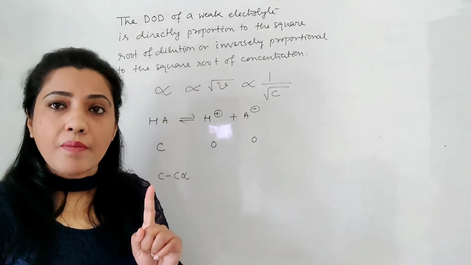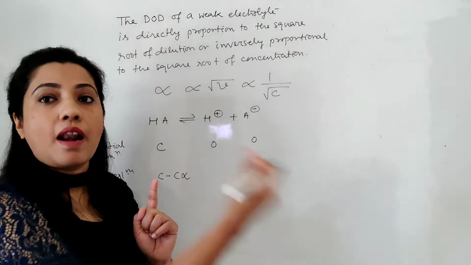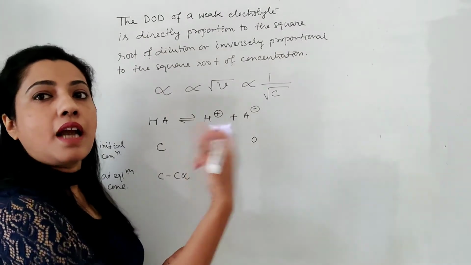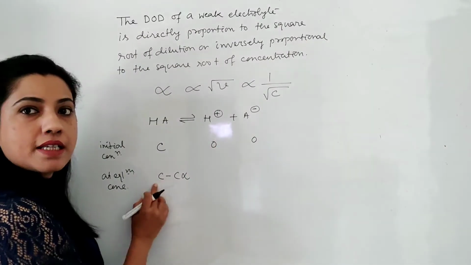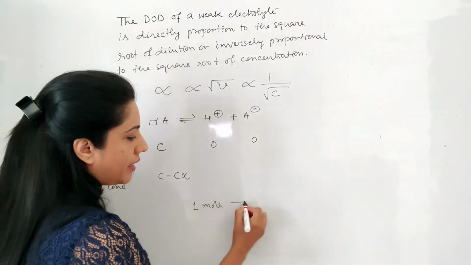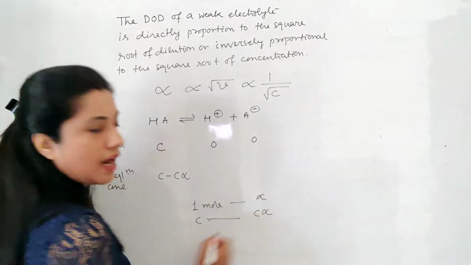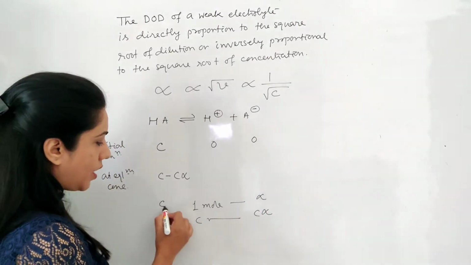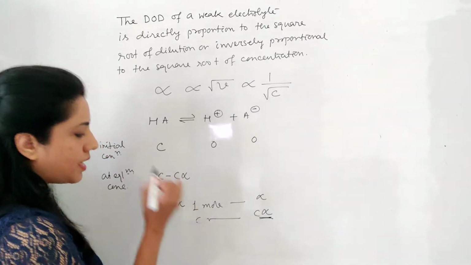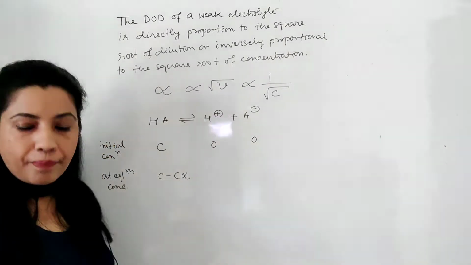That means that 1 mole of the acid dissociates alpha amount, alpha moles. So if C mole, it will dissociate C alpha. So how much will be remaining? C minus C alpha. Again listen, from 1 mole the dissociation is alpha. So from C, what is the dissociation? C alpha. Initially the concentration was C, and now C alpha got dissociated. So how much is remaining? C minus C alpha. This is the concentration of the acid at equilibrium.